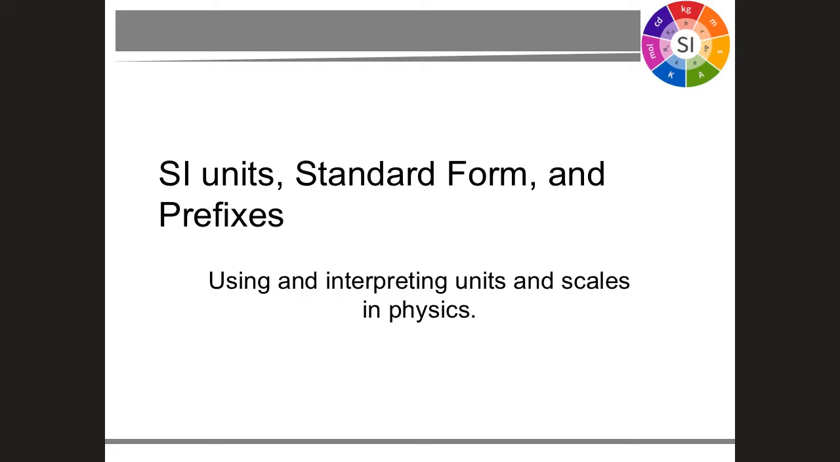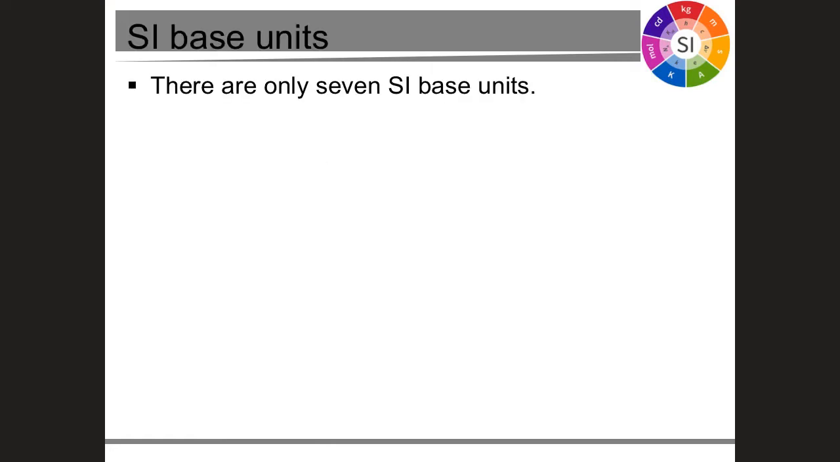Hello there, and today we're going to have a look at SI units, standard form, and prefixes in the context of physics. So you might be shocked to know that there are only 7 SI base units, and SI there stands for Le Système International d'Unités, or however you say it, my French isn't the greatest. Essentially, it's the international system of units, and those definitions have been scientifically agreed upon by the scientific community.